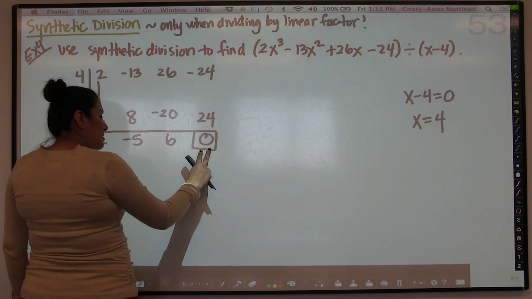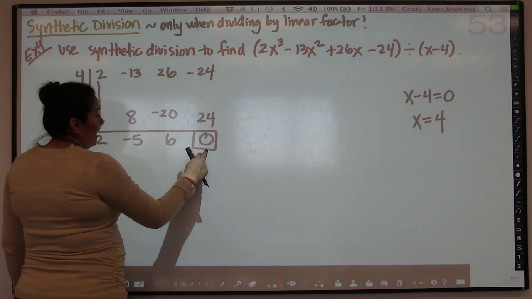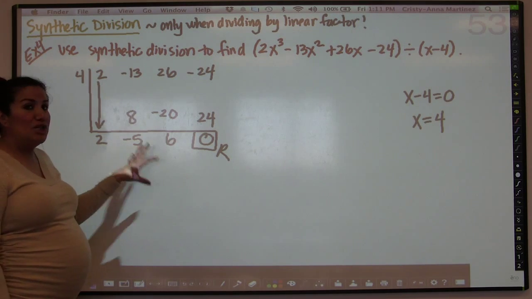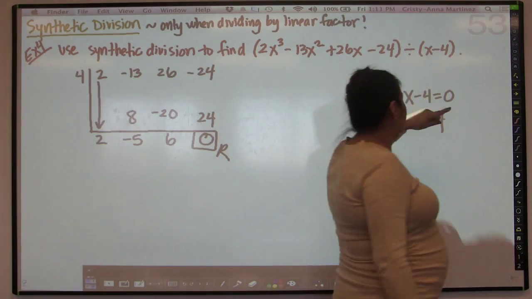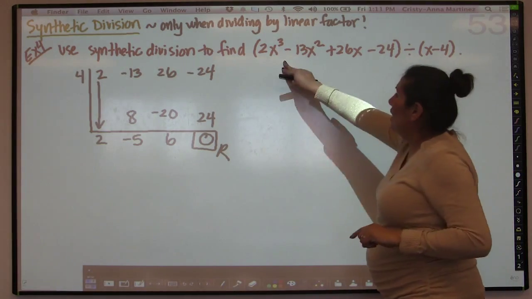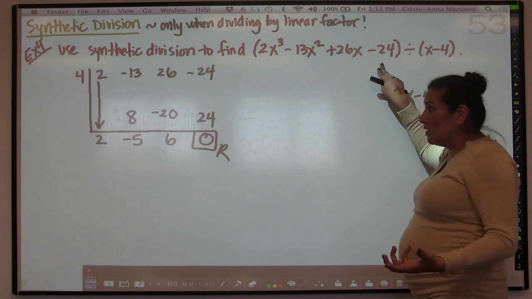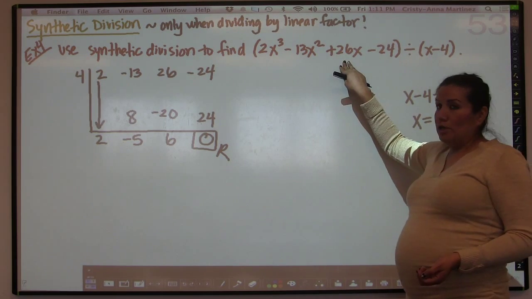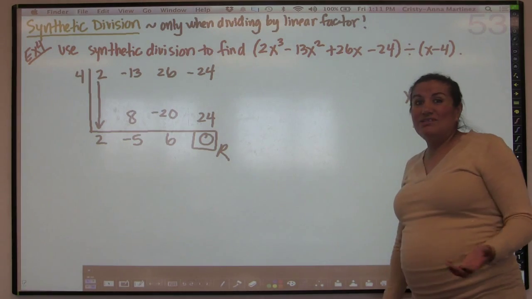And the last number in your row here is always the remainder. So what this tells me is that this has a 0 remainder. So again, it means that x minus 4 goes evenly into 2x cubed minus 13x squared plus 26x minus 24. Also, it tells me that x minus 4 is a factor of this polynomial because it went in evenly and had a 0 remainder. Okay, but now, what's the answer, right?